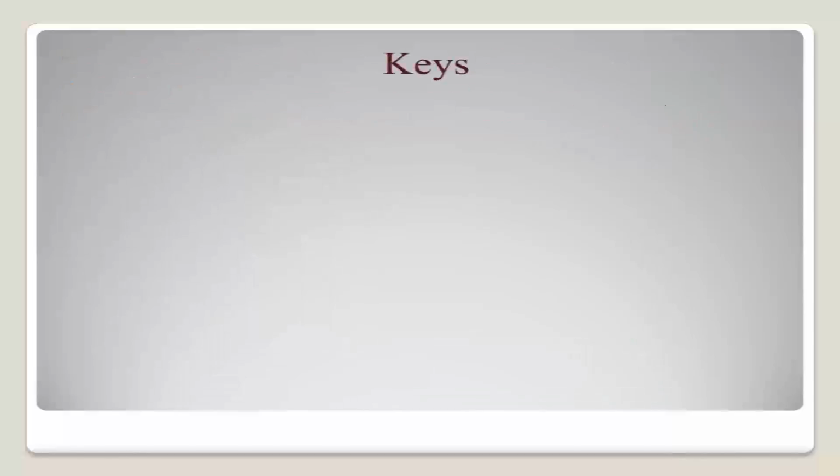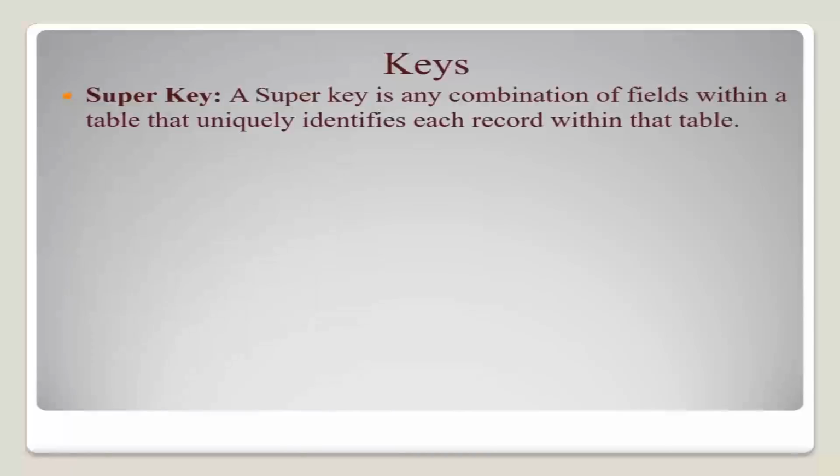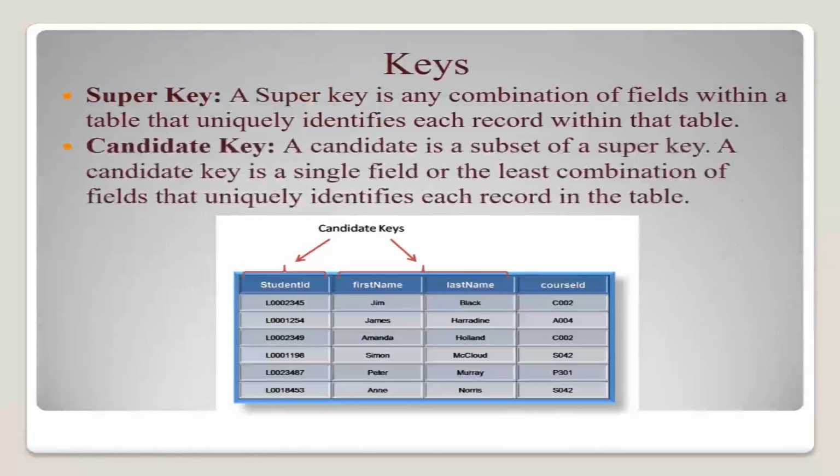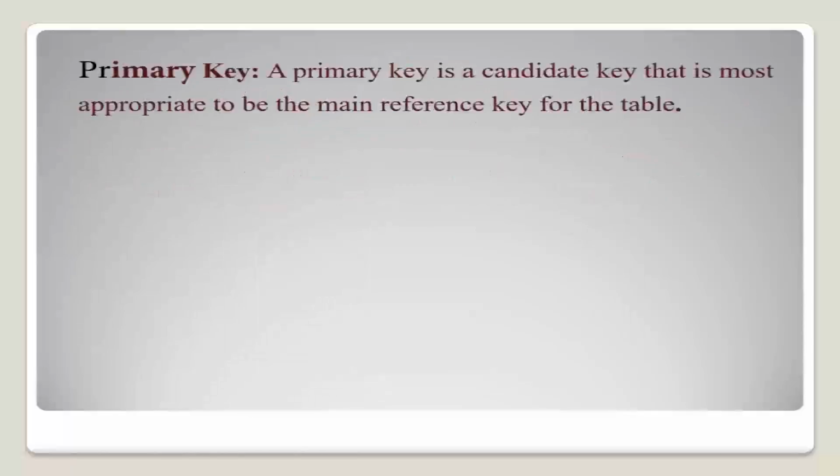Moving to the keys, there are many keys that are used in RDBMS. First is the super key. A super key is any combination of fields within a table that uniquely identifies each record within that table. Second is candidate key. A candidate key is a subset of a super key. A candidate key is a single field or the least combination of fields that uniquely identifies each record in the table.